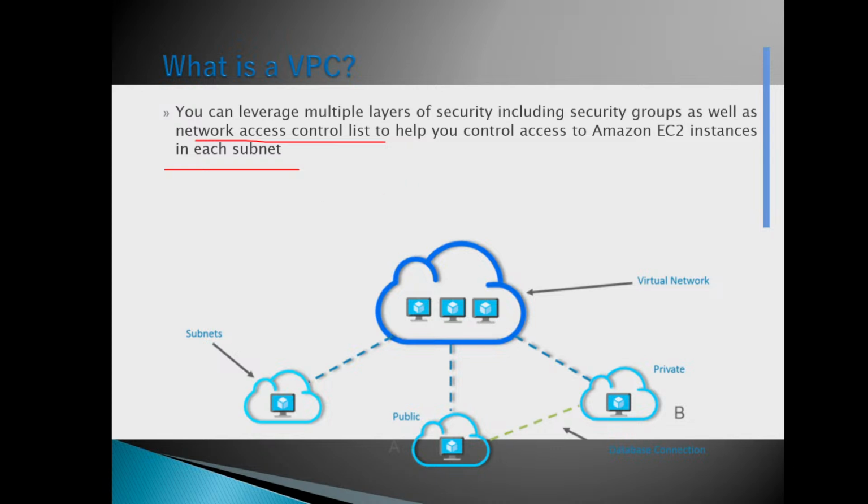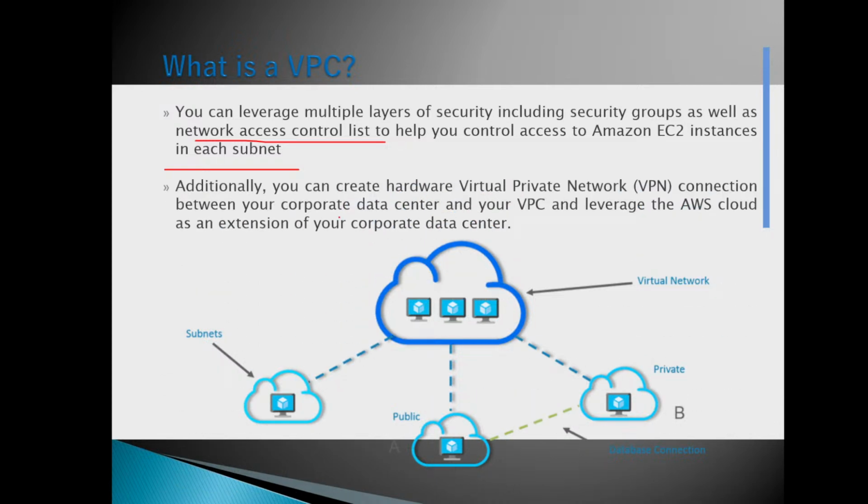So whenever you are working in cloud, each company creates its own VPC. Additionally, you can create a hardware virtual private network connection between your corporate data center and your VPC, leveraging AWS as an extension of your corporate data center.